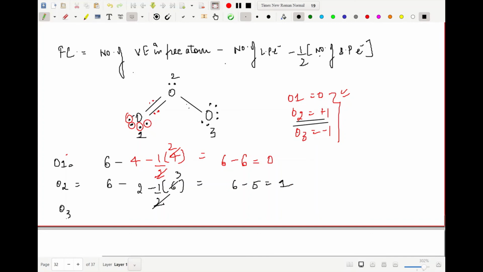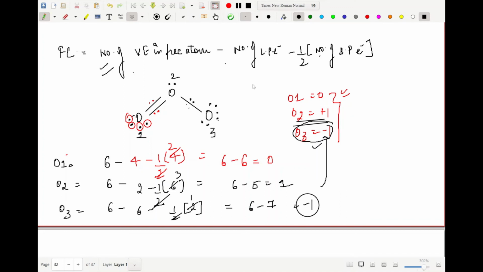In case of oxygen 3, we have 6 minus, here the number of lone pair electrons is what? 1, 2, 3, 4, 5, 6. Okay, so 6 minus half into number of bond pair electrons. Because it's forming only one bond, the number of electrons in one bond is always 2, so half of it is 1. 6 minus 7, it's -1. Okay, so this is how we can find out the formal charge on any given atom in any given molecule using this mathematical formula.